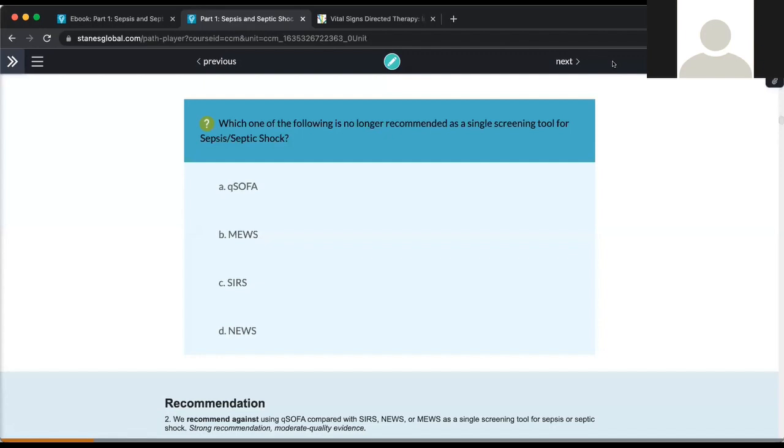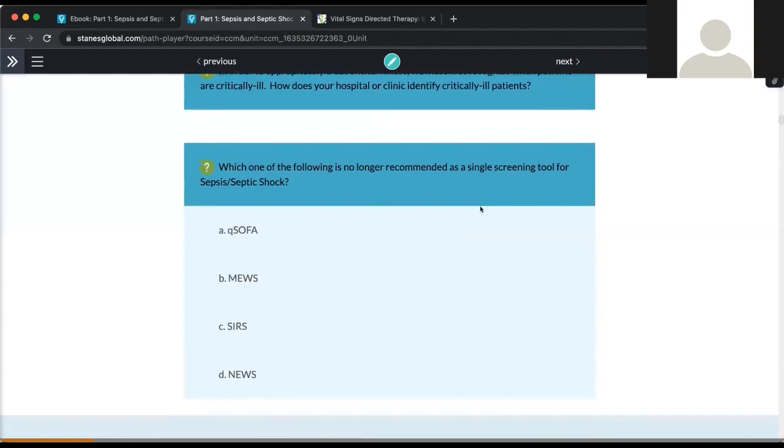Which one of the following is no longer recommended as a single screening tool for sepsis and septic shock? A, qSOFA. B, MEWS. C, SIRS. D, MUSE.